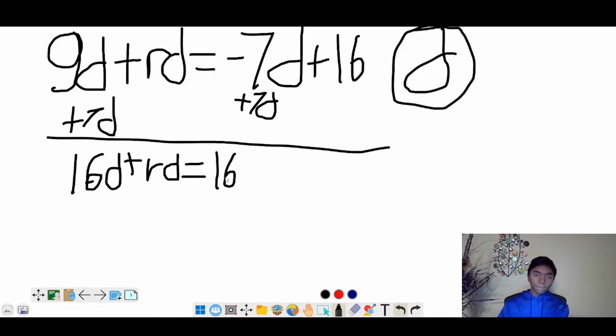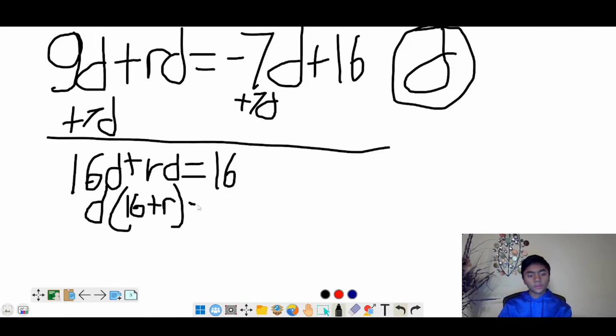And now, this is where we're going to use a smart move. We're going to use the distributive property here. We're going to take d common, and then in parentheses we're going to have 16 plus r. And again, this is all equal to 16.